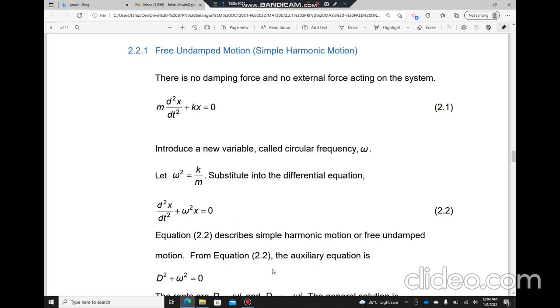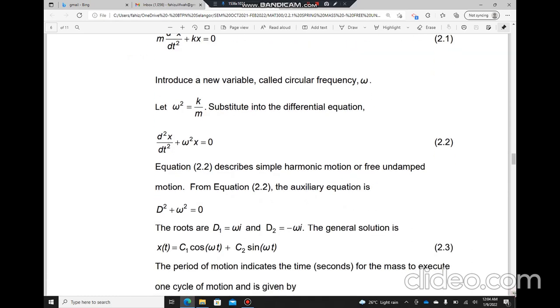From equation 2.2, the auxiliary equation is d square plus w square equals to 0. And then we find roots d1 and d2. So the general solution is x(t) equals to c1 cos wt plus c2 sin wt. So this one we get the equation 2.3.